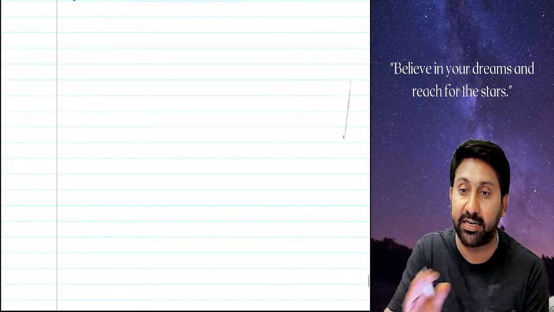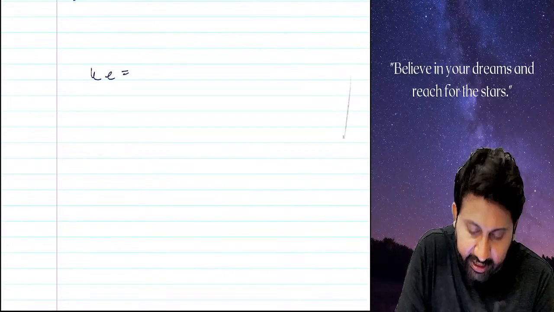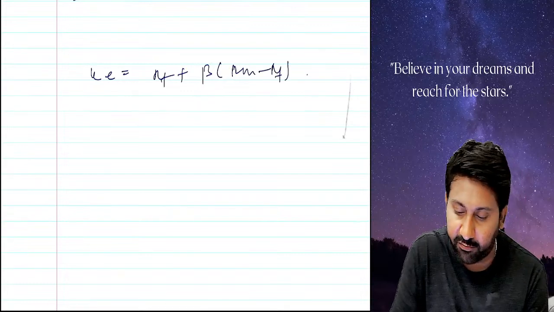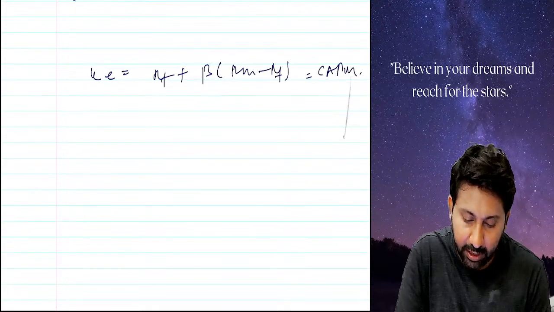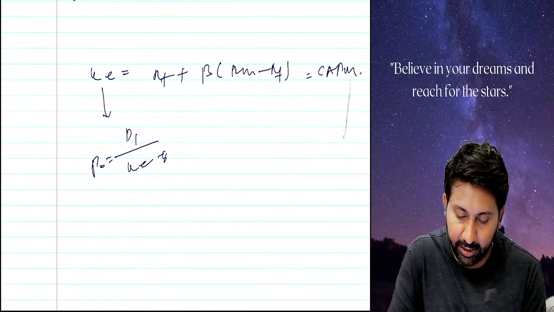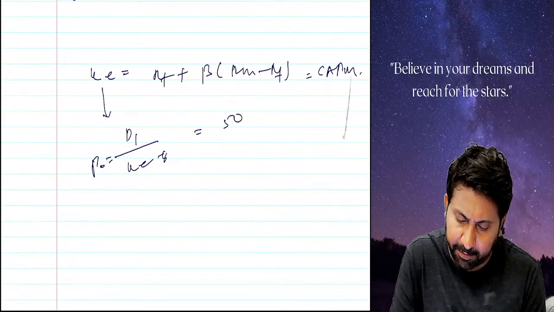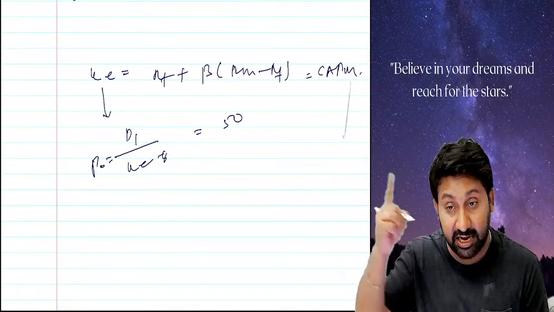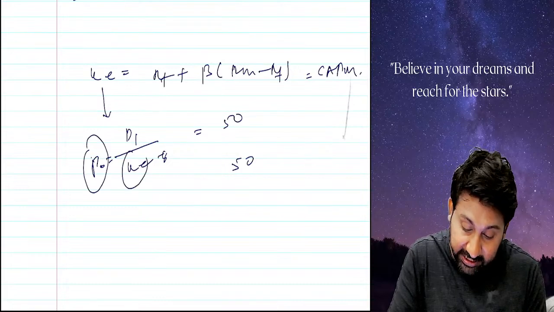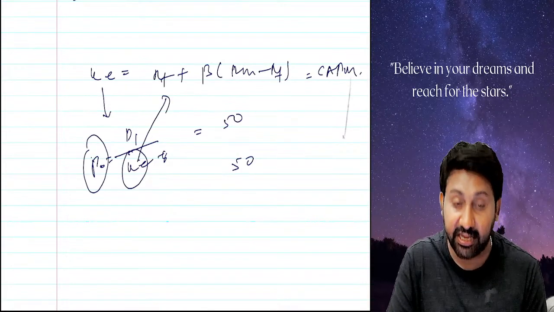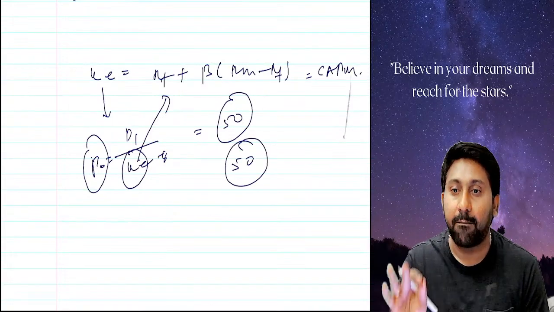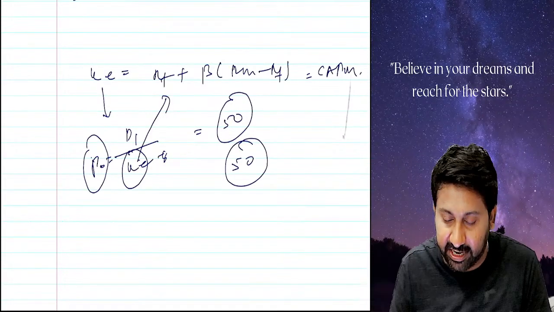I will summarize everything. Listen carefully. First you will calculate KE using RF plus beta into RM minus RF. We call it the CAPM KE. Put this KE in D1 by KE minus G equal to P naught. The price will come to, say, for example, 50. Compare with the market. You calculated P naught using the CAPM KE, that is the equilibrium KE, and got 50. The market also has 50, which means the market is correctly priced as per CAPM.